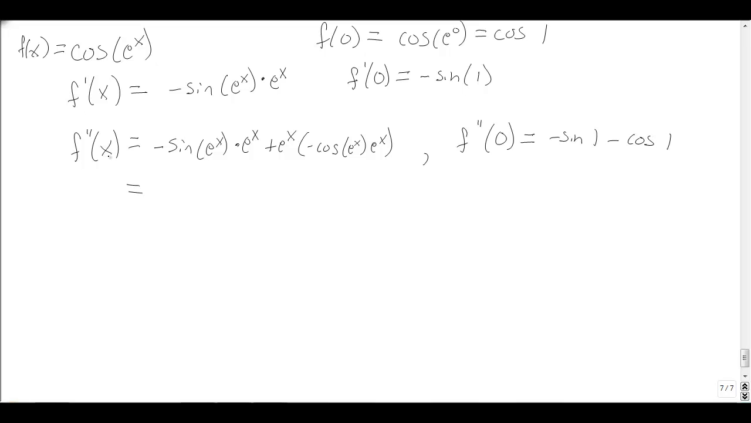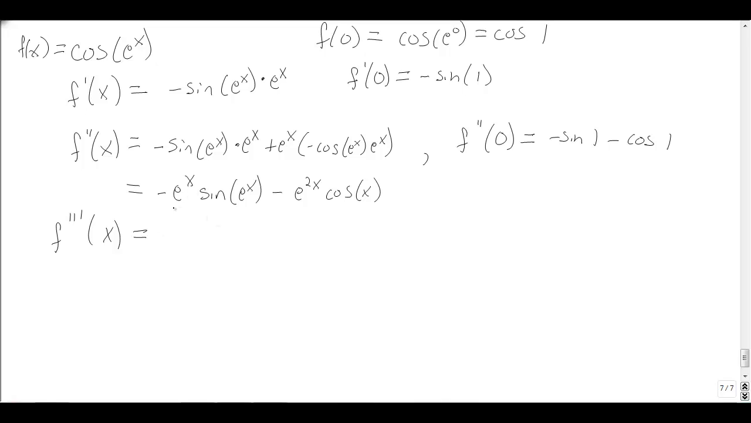And now I'm going to rewrite this f double prime of x because I'm going to have to differentiate again. Just want it to look nicer. So this is minus e to the x sine of e to the x. And I have e to the x times e to the x, a minus. So I'm going to get e to the 2x times cosine e to the x. And then I can find the third derivative.